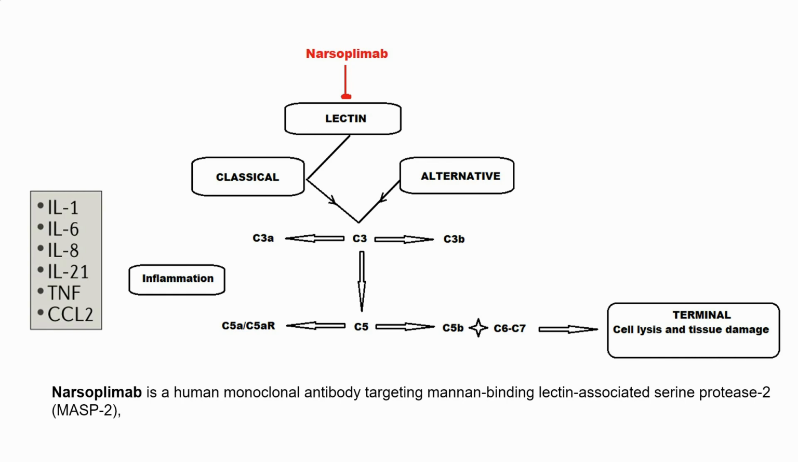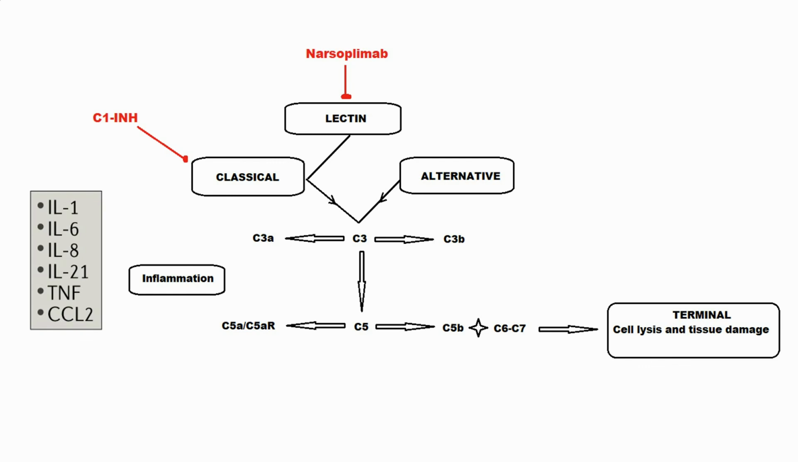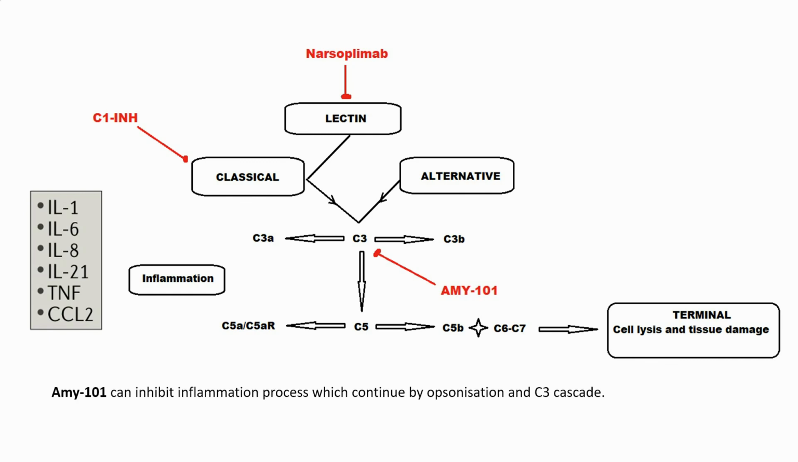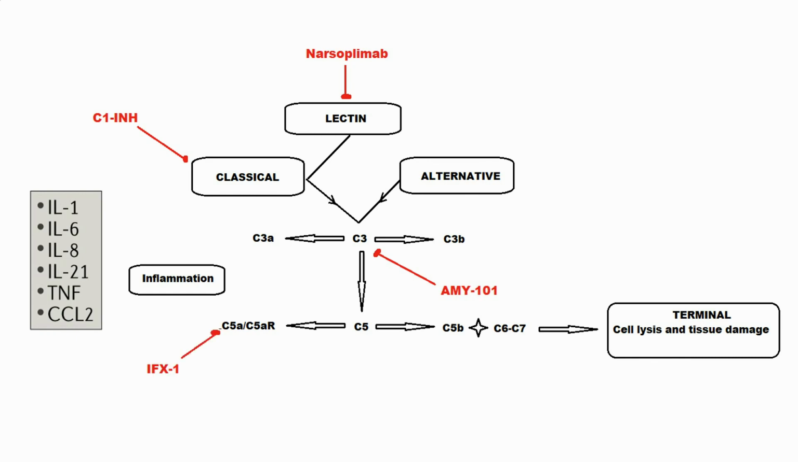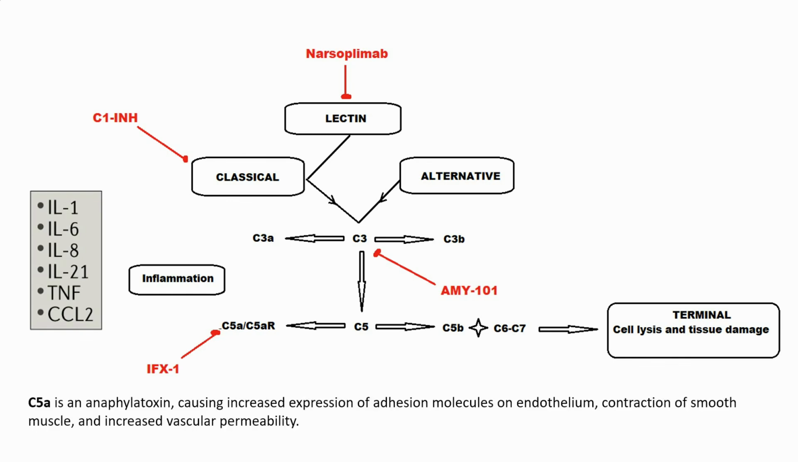we can inhibit the lectin pathway, and with C1 inhibitors we can prevent the classical complement system, because the C1 activation can start a classical cascade in the complement system. And with AMY101 we can prevent the activation of C3, which inhibits the inflammation process by the inhibition of the activation of C3. And with IFX1 we can prevent the opsonization and the inflammation cascade, which helps in the prevention of the adhesion of molecules in the train.